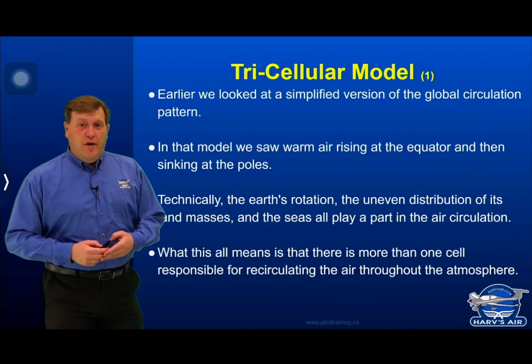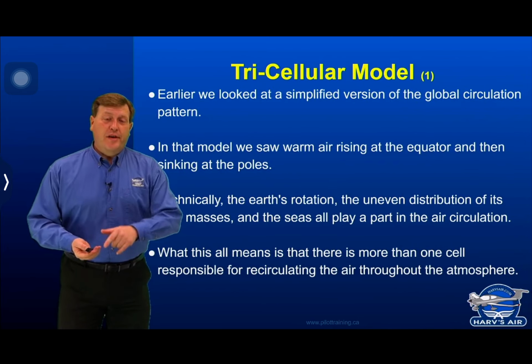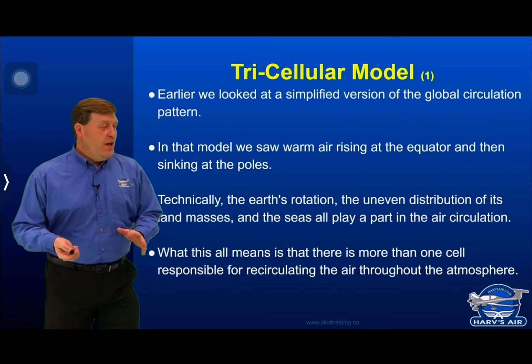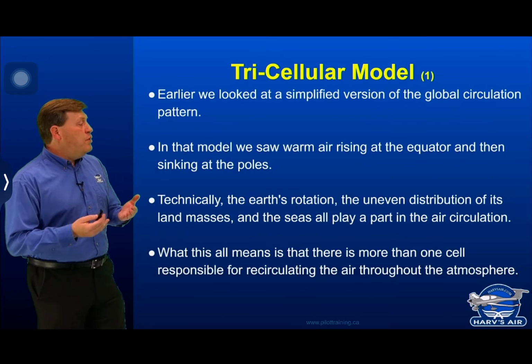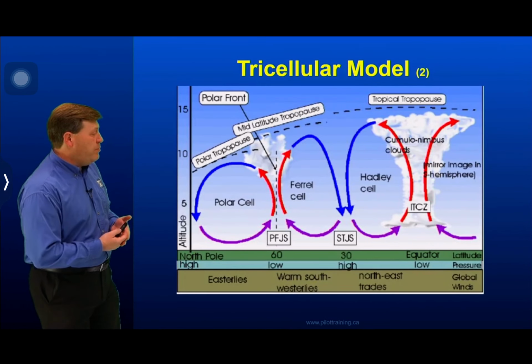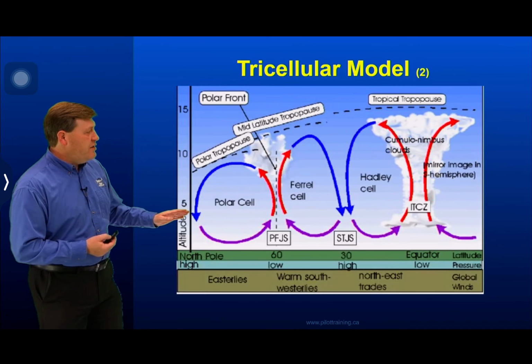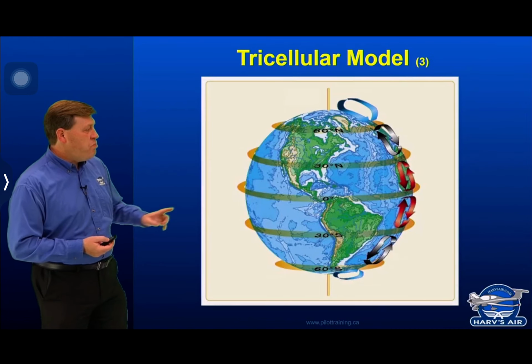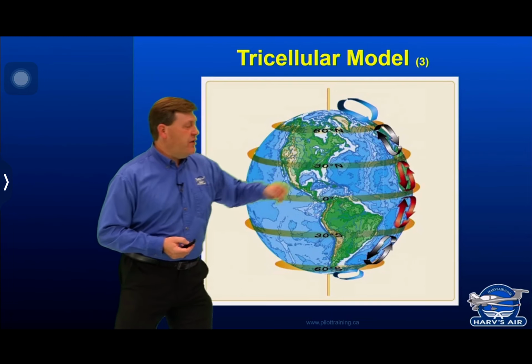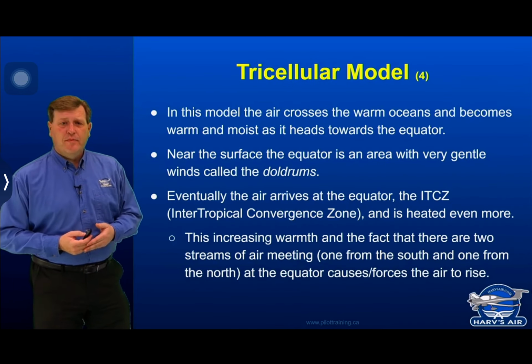All right, so, boy, winds are complicated, aren't they? We're not quite finished yet, though. The next few slides are mostly a review of the tricellular model that we just looked at on the whiteboard. So here are the cells that we've seen, and here's that circulation. Once again, another diagram showing the equator and the cells and the circulation towards the poles.